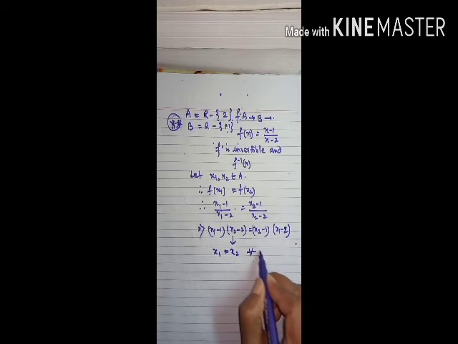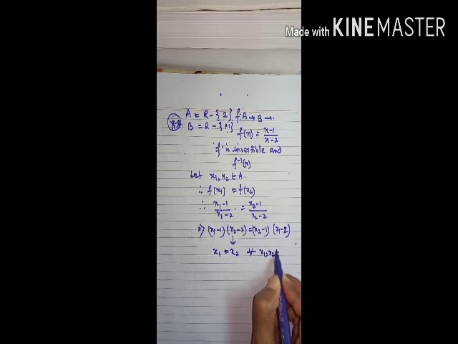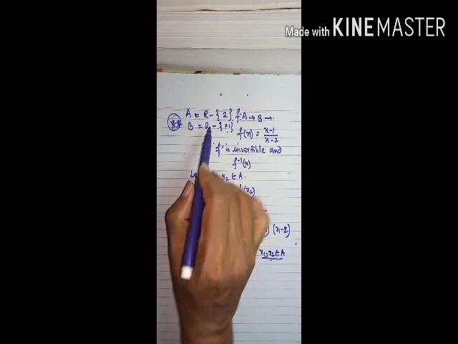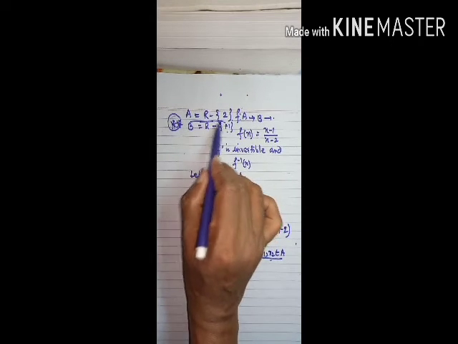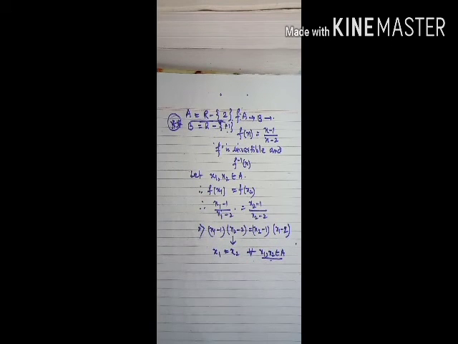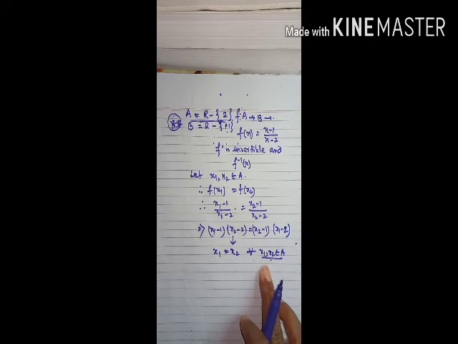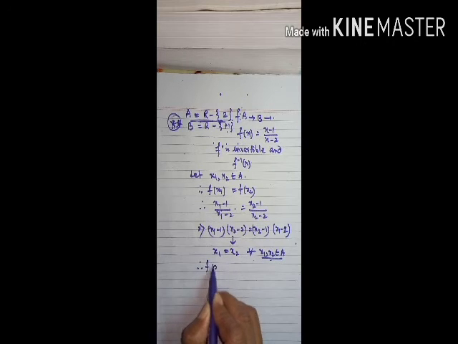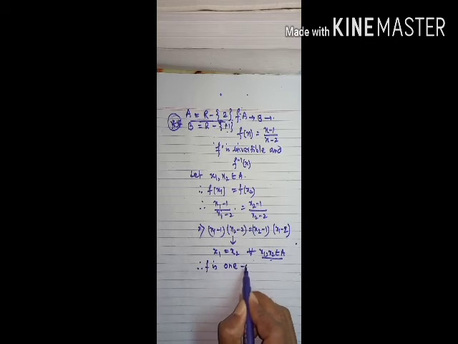We know for all x1, x2 belonging to A, that is the real numbers, so x1 equal to x2 for all x1, x2 belonging to A. Understood? Yes. So we can say f is one-one.